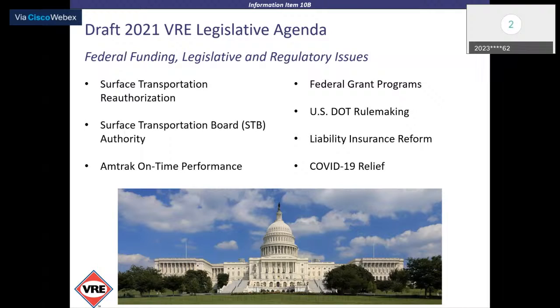And that has nothing to do with VRE in particular. That is throughout the country, commuter rails and other people who get the same kind of large insurance policies that we do had the same sort of issues. So there have been some reforms that people like the American Public Transportation Association and others have been investigating, and we will keep an eye on those as well. And then, of course, anything having to do with COVID relief. That's it on the federal side.